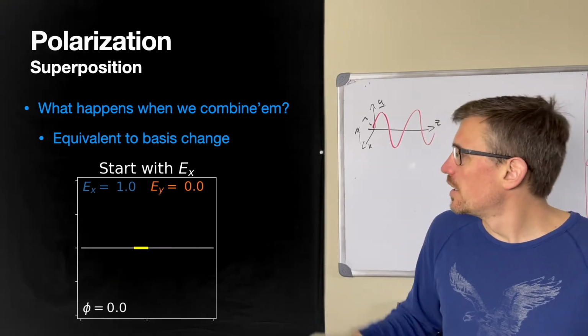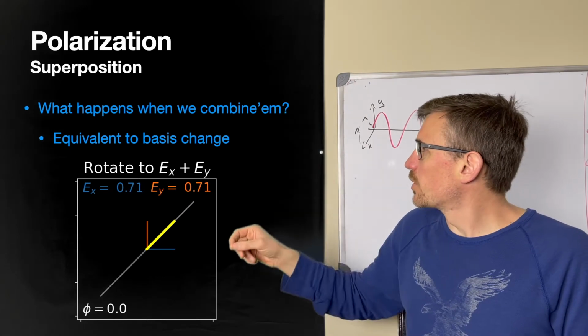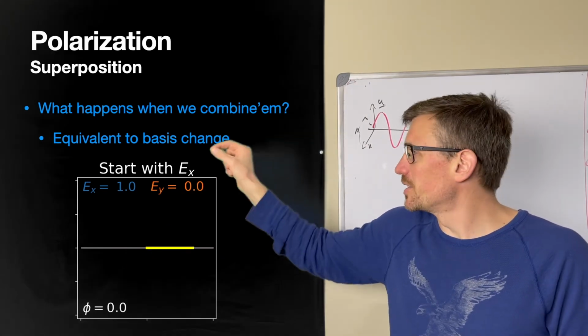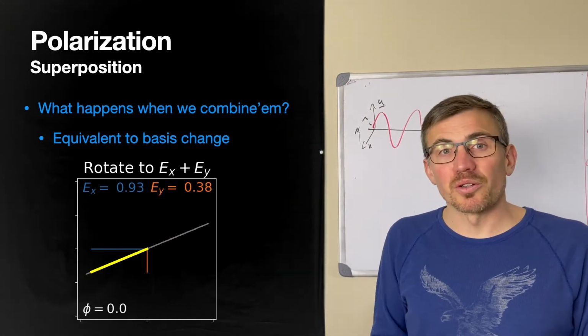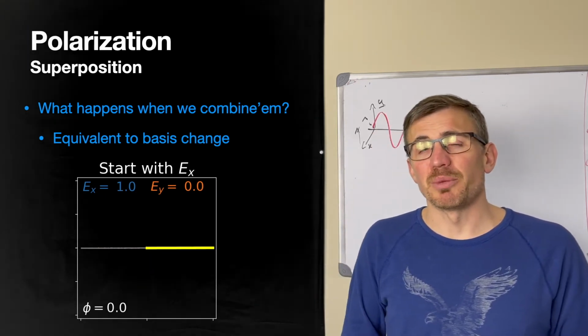Okay? So it's just a field that's wiggling back and forth, goes to a maximum to 0 to a minimum to 0. And what we call 0 degrees horizontal, 45 degrees, or 27.2 degrees is just a choice of basis.